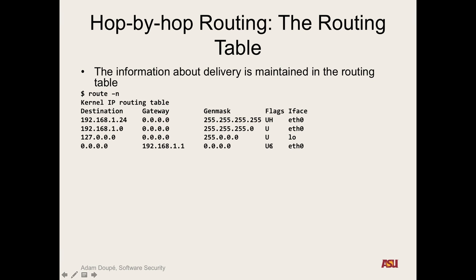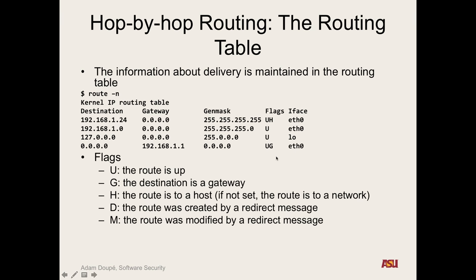So then what's this last one? The zeros in the destination and the genmask being all zeros means it's a catch-all. It's a default. It matches everything. So if it doesn't match any of these rules, and it goes by the first match in the rules, then by default send it out to 192.168.1.1 on the interface Ethernet 0.